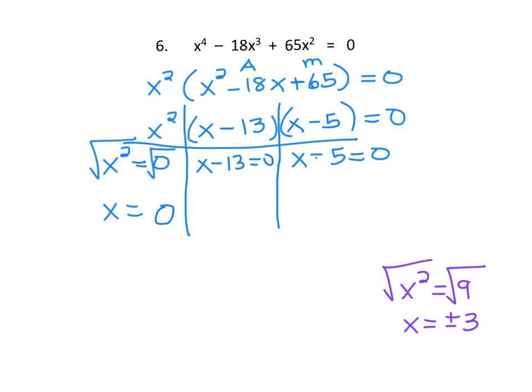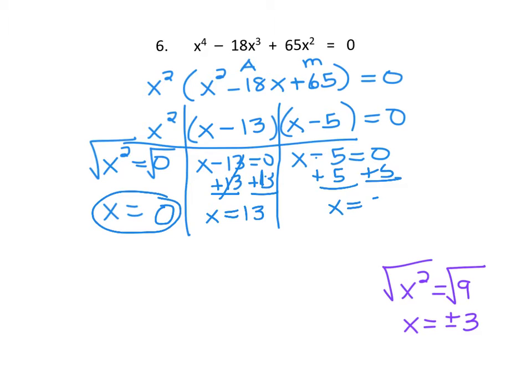Okay, there's no such thing as a sign in front of your 0. So that's one of our answers. Okay, over here, if we add 13 to both sides of the equation, sorry, it's not really coming out too well, you get x equals 13. And then here, if we add 5 to both sides of the equation, we get x equals 5.